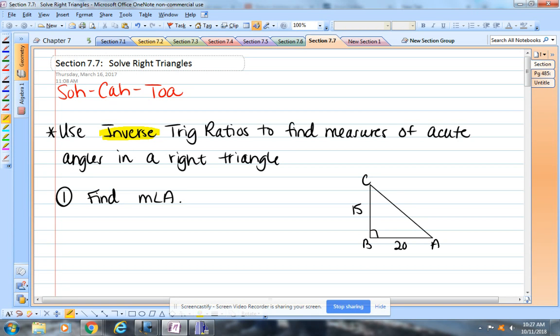So if I want to find the measure of angle A of this triangle, here is angle A down there. Now, did they give me the hypotenuse of that triangle? No. What did they give me in reference to angle A? The opposite and the adjacent. Now, which trig ratio uses opposite and adjacent? Tangent. So we're going to say tangent of angle A equals its opposite over adjacent.